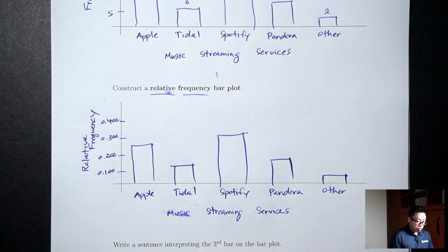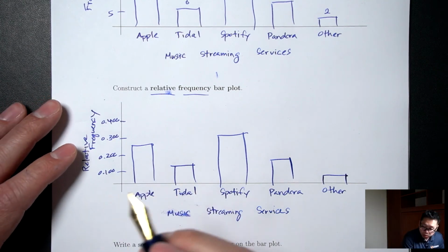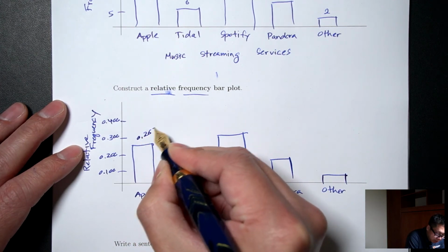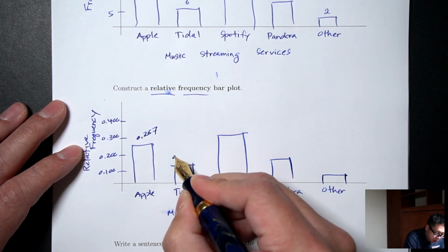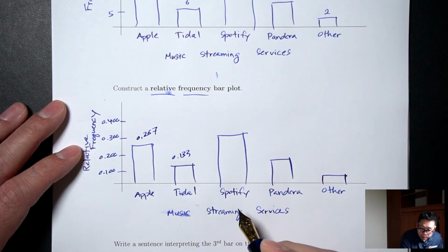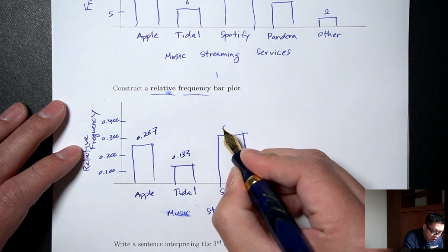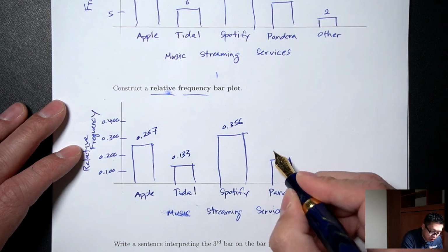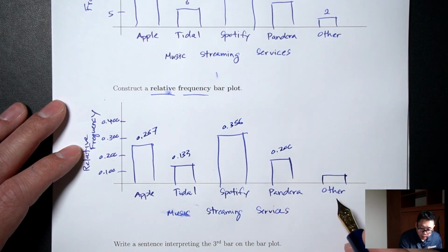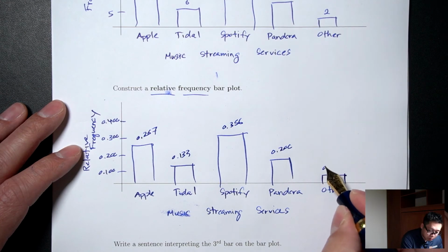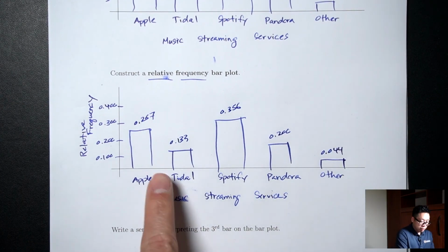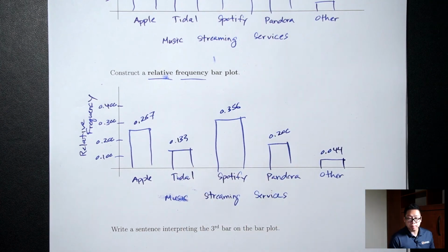And then, just like before, I'm going to label each bar with the actual relative frequency to make it easier on my reader to read. So Apple was supposed to be 0.267, Tidal 0.133, Spotify 0.356, Pandora 0.200, and other 0.044. Okay, once again, remember, there are gaps between the bars.